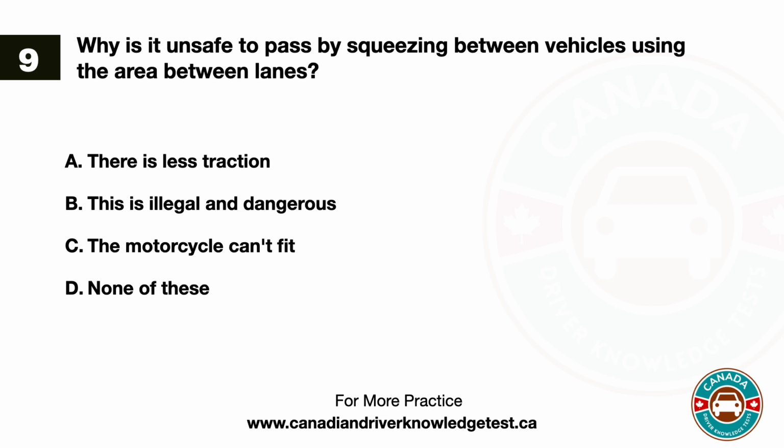Question 9. Why is it unsafe to pass by squeezing between vehicles using the area between lanes? A. There is less traction. B. This is illegal and dangerous. C. The motorcycle can't fit. D. None of these. The answer is B. This is illegal and dangerous.